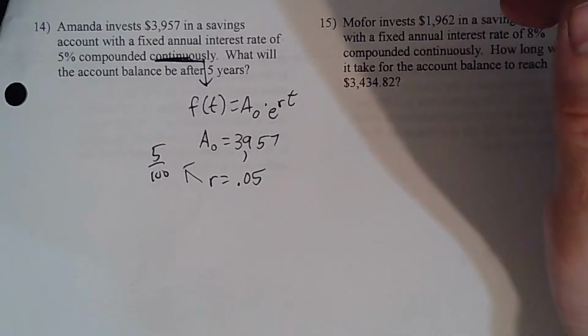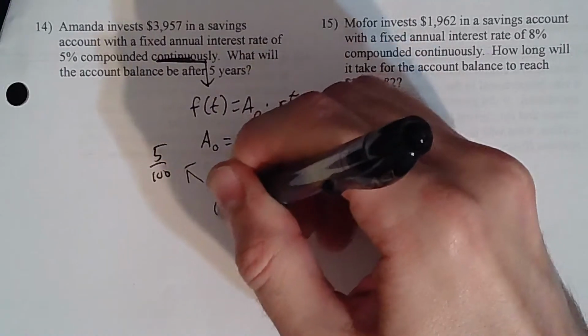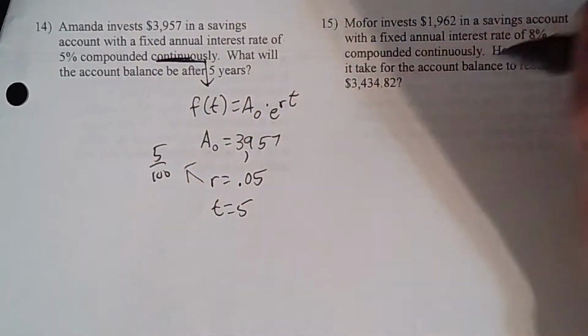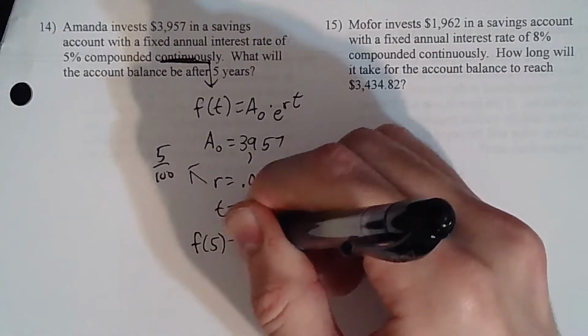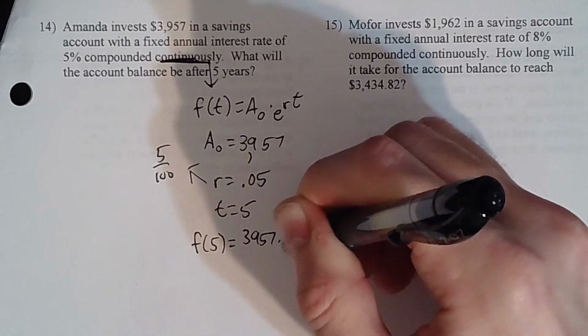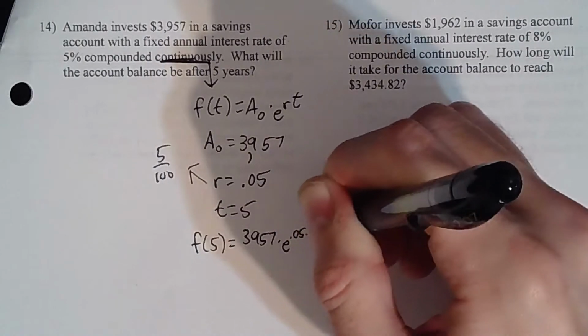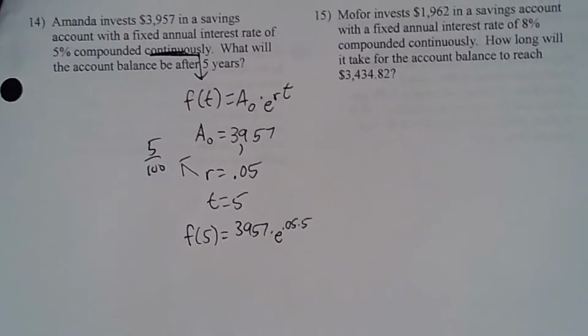What will the account balance be after 5 years? So after 5 years, that means that t equals 5. And we just plug all this in. f of 5 is 3,957 times e to the 0.05 times 5. And we just need to use our calculator to actually figure out what this number is.